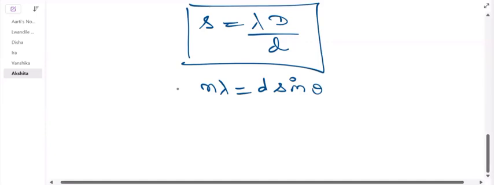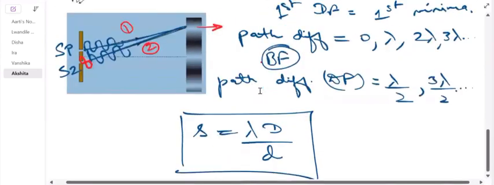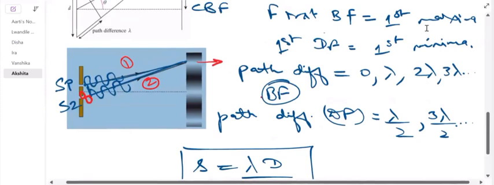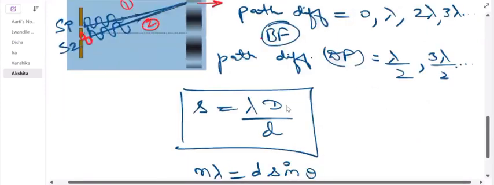Okay. Understood or not? Yes, ma'am. Okay. So this is n lambda equals d sine theta, where n are the whole numbers, or the number of fringes. Okay. Now similarly, this is for the bright fringe. First maxima, 0 lambda. Okay. This is the path difference.